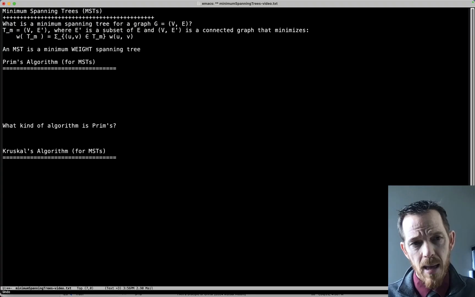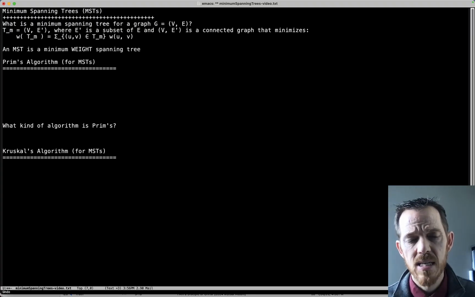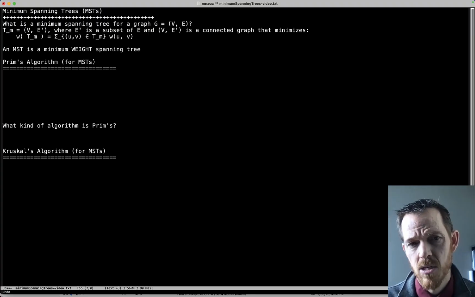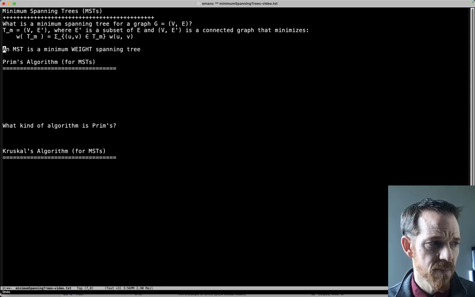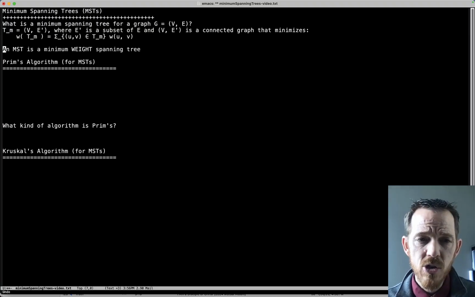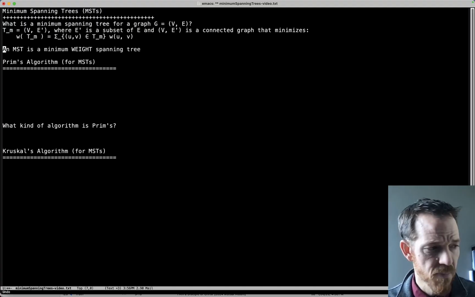So an MST, a minimum spanning tree, is a minimum weight spanning tree. We're optimizing for the weight, not the number of connections, but the weight. There are two major algorithms for calculating a minimum spanning tree. They are Prim's and Kruskal's. I'm going to start with Prim's.